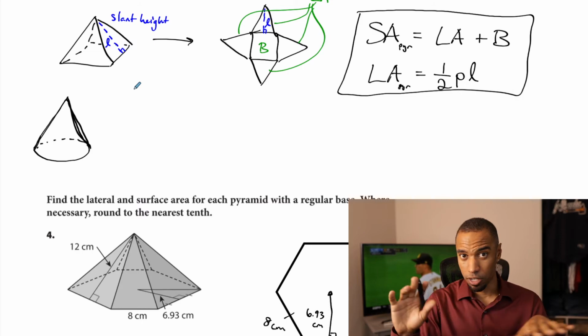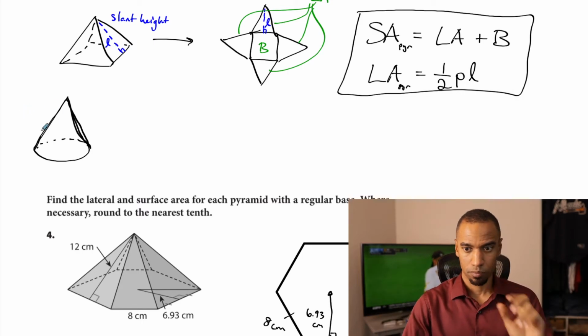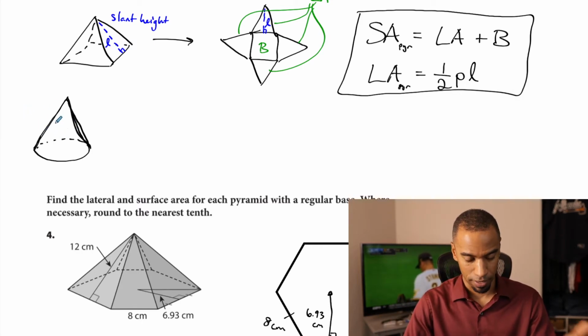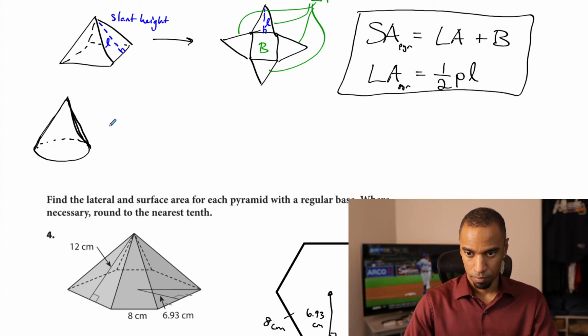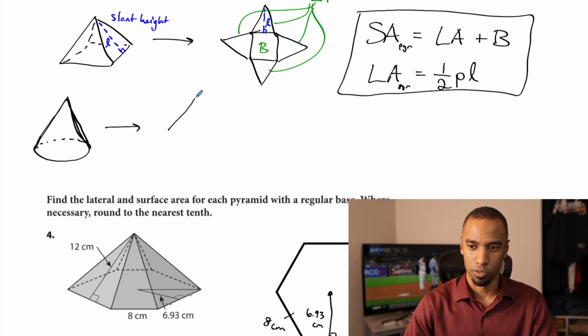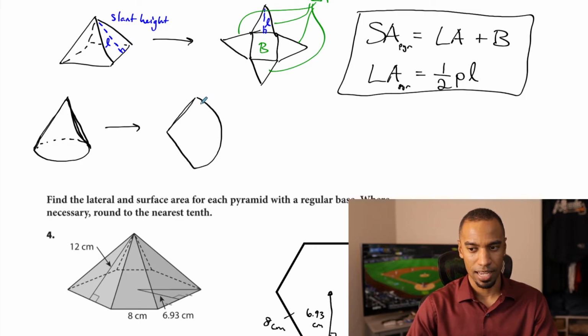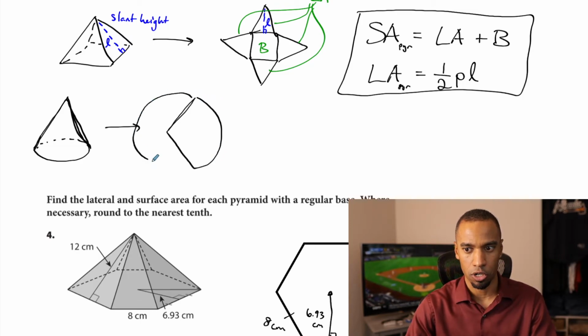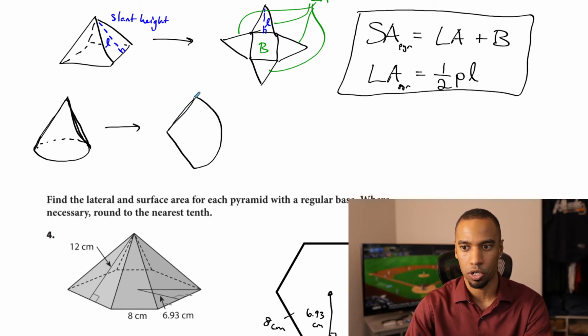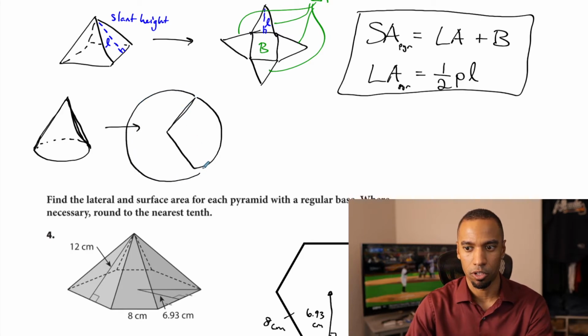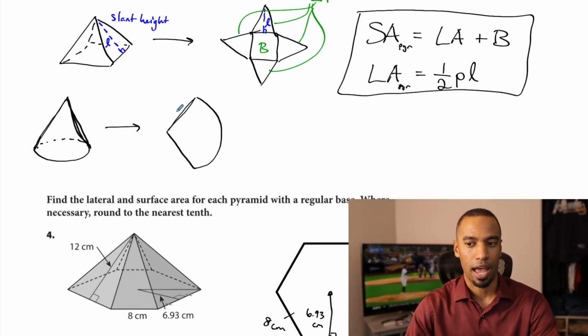If you've ever unfolded a party hat, the top part unfolds to just a big sector like this. It's actually a portion of a larger circle, basically. I cannot draw the circle well. It's basically a portion of a larger circle. But that's kind of what happens there.